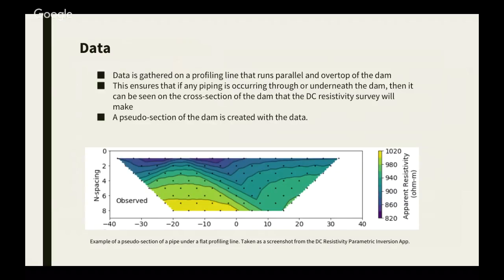And for the data, it's basically gathered along a profiling line that runs parallel and over top of the dam. This data can be transformed into a pseudo-section of the dam, and this just allows us to see that if any piping is occurring in the dam, it'll show up on the pseudo-section made by the survey.